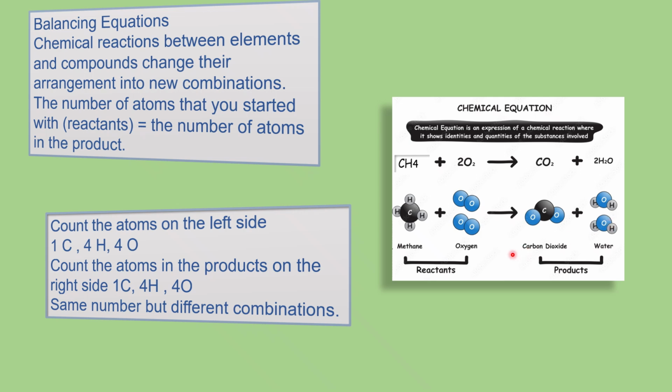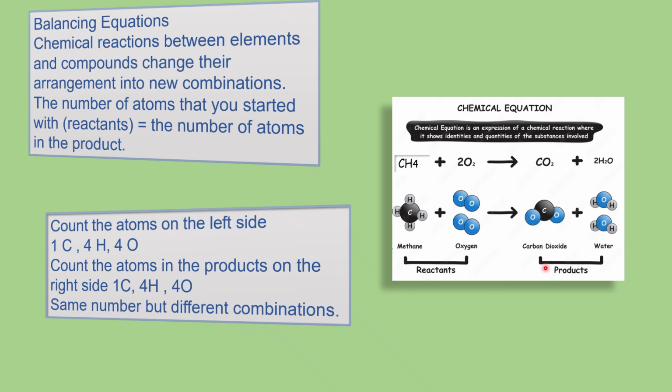Now let's count the atoms that go into the reaction on the left side, or what's also called reactants. 1 carbon, 4 hydrogen, and 4 oxygen atoms.